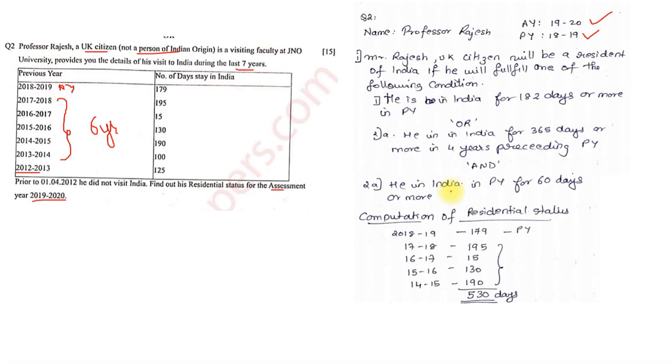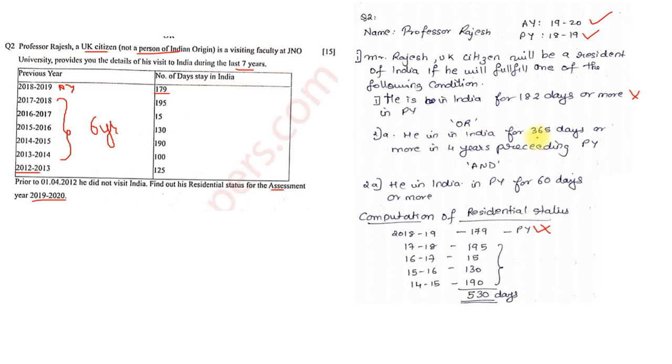Now, from those two rules, any one has to be fulfilled: either 1, 182 days or more, or 2A and 2B together. So let us check the computation for residential status. In the previous year 1819, he was there for 179 days. As per the first rule, he has to be in India for 182 days or more, so he does not fulfill that rule. So this condition cannot be fulfilled.